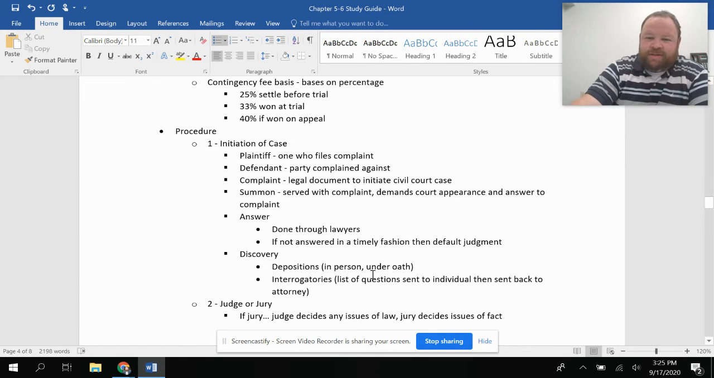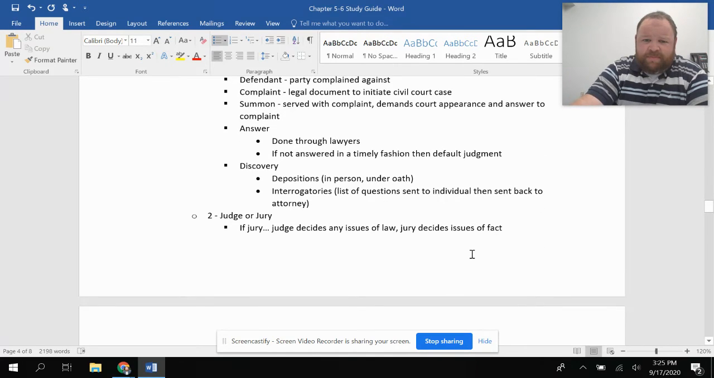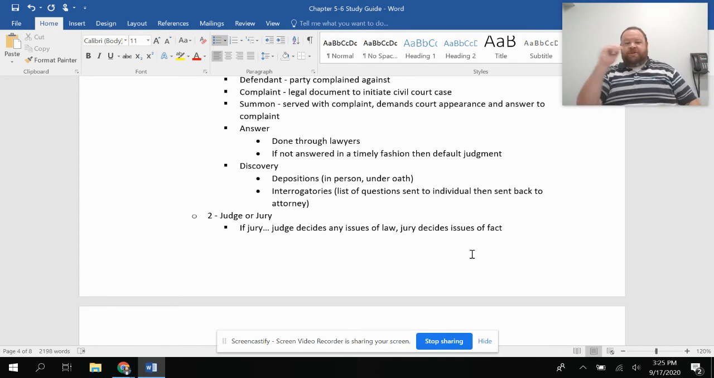If you don't answer in a timely fashion, then the judge can basically just make a ruling on that. And then there's discovery. So there's two types. There's the depositions, which is in-person, under oath. You have to answer questions, and everything you say is going to be heard by the jury or the judge. And then interrogatories are a list of questions, kind of just questions that the opposing lawyer wants to know.